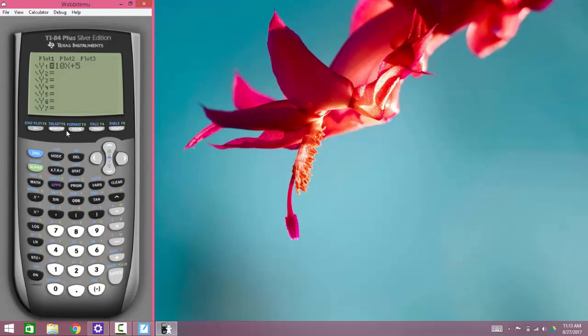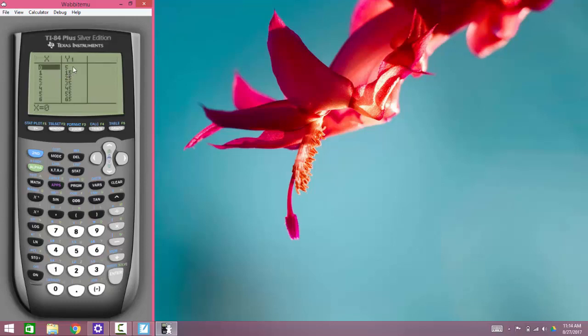And next, let's hit window, which is the second button. And this tells us that the window we're looking at, the x values, so the horizontal axis, goes from negative 10 to 10, and the scale it counts by is 1. And the y goes from negative 10 to 10, so vertically it goes from negative 10 to 10, and also counts by 1.